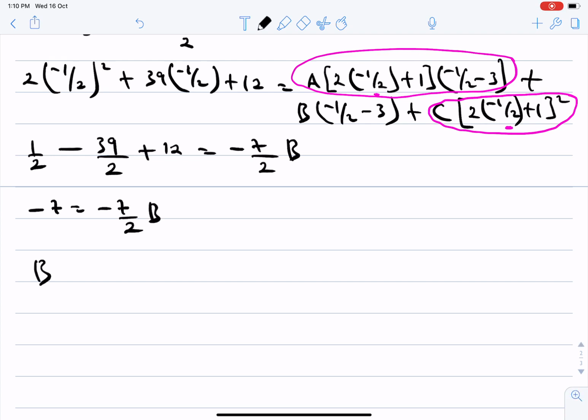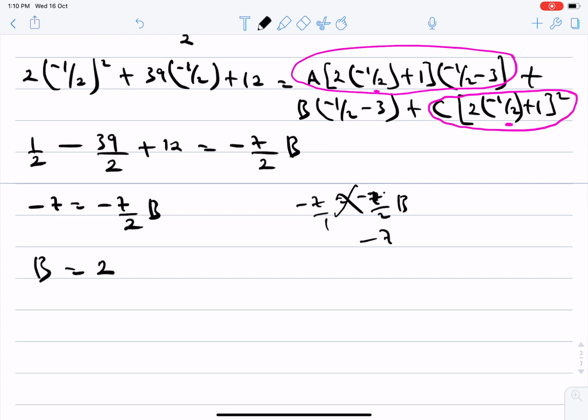This simply means b equals 2. Let me show that. Minus 7 equals minus 7 over 2b. When you cross multiply, we have minus 7 over 1, so 1 times minus 7b. Minus 7b equals minus 14. Divide both sides by minus 7. Minus 7 cancels minus 7, minus 7 here 1, minus 7 here 2. That means b is equal to 2. So yeah, that was how I got b.